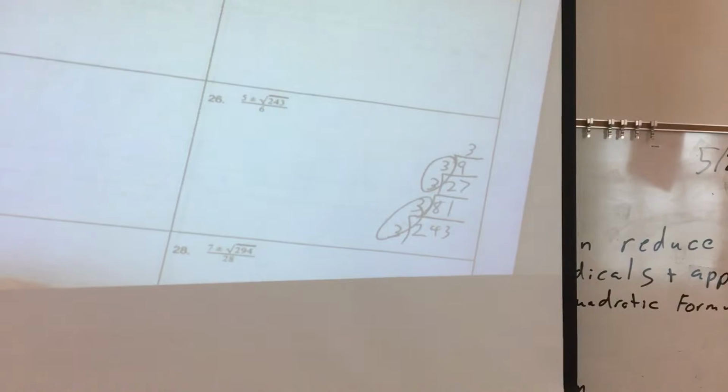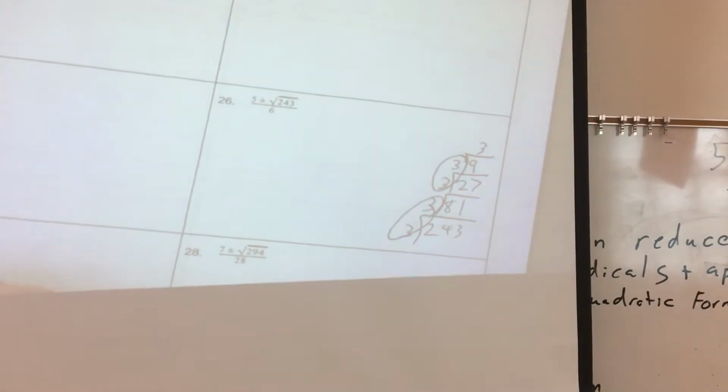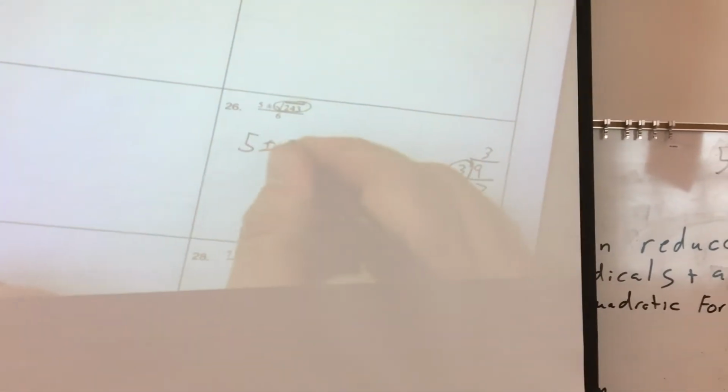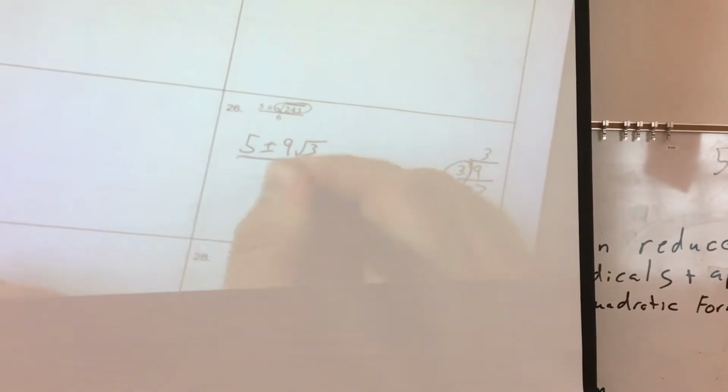When there's more than one number, either outside or inside, you have to multiply them. So that's 3 times 3 is 9. So this square root of 243 becomes 9 square root of 3, and it's over 6.